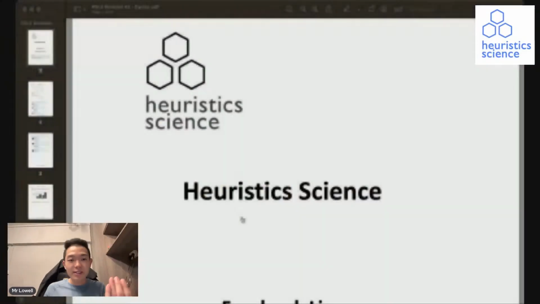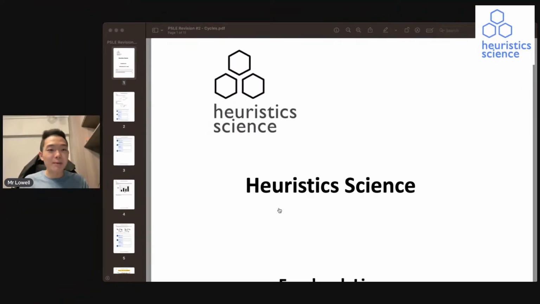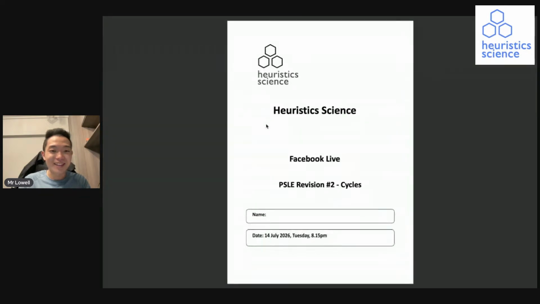So let me try to see if I can use this layout. Do I like this? I do like this layout, but it feels like I'm a bit small. Okay, this is good, right? You see Teacher Lowell here, and then you see the questions here. Let me just move this like that. Or even if I do this, it might be better.